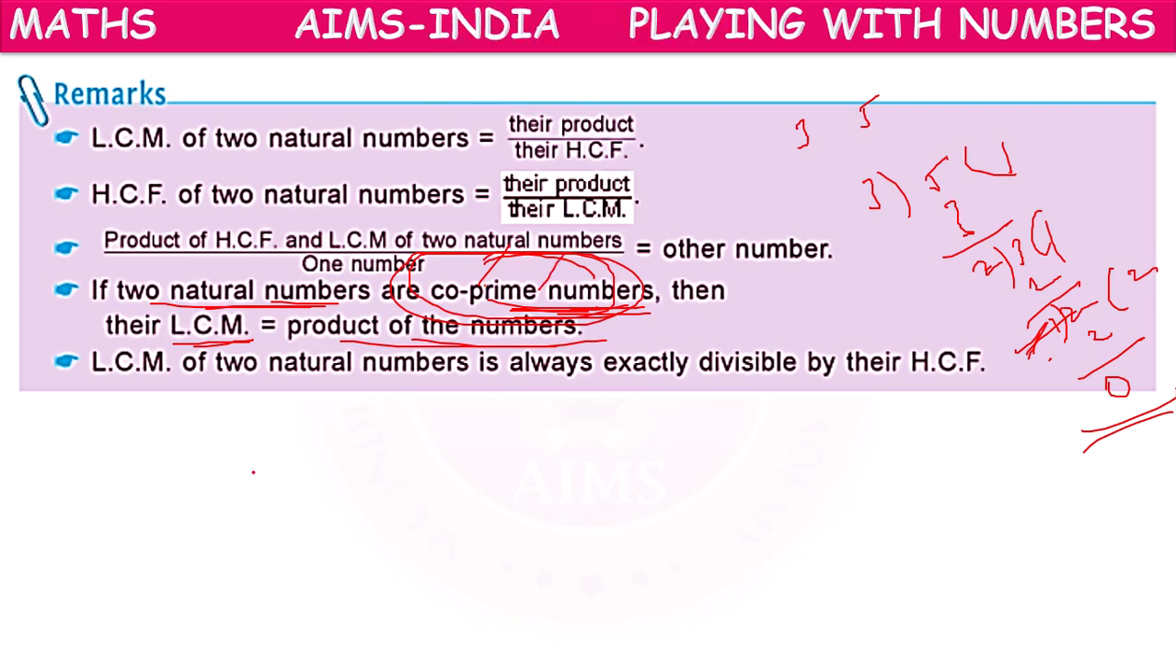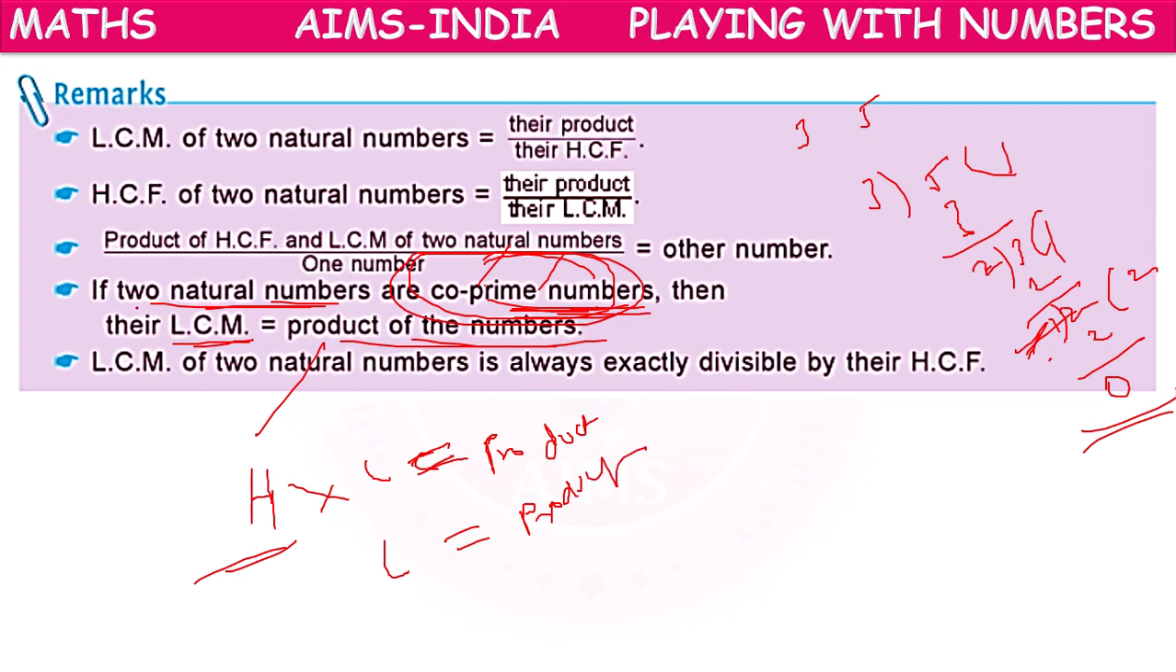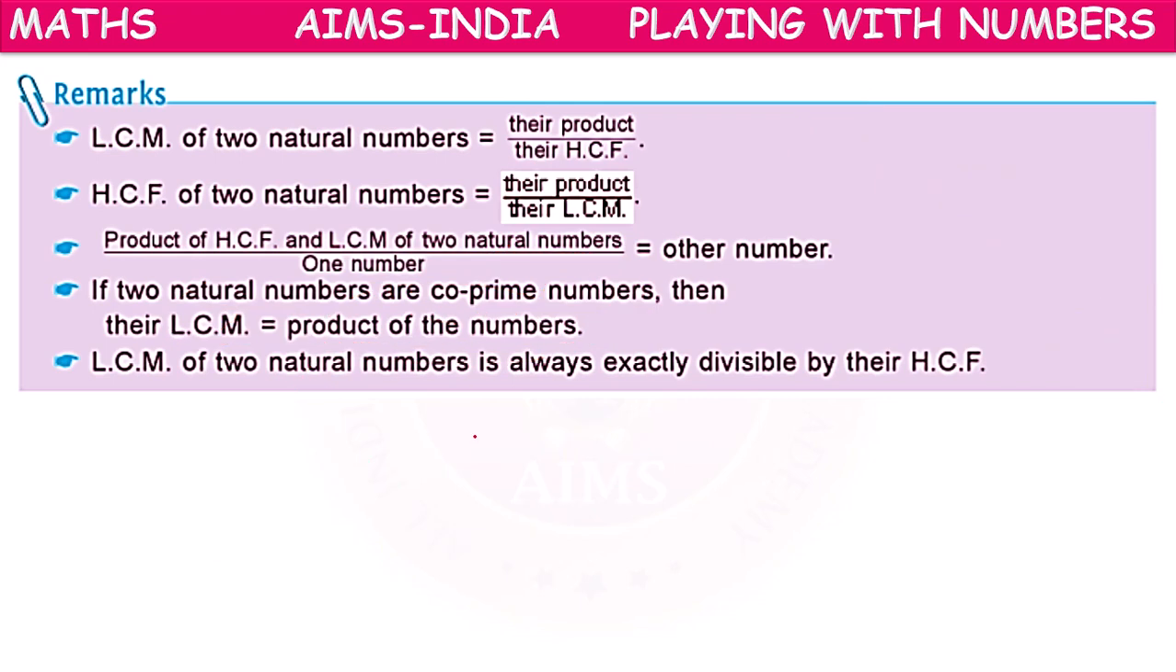So then what is the formula? HCF into LCM equal to product. But for co-primes, HCF is always 1, so no need to count the HCF. So LCM equals the product. If they are co-primes, LCM is equal to the product of the numbers. The LCM of any two natural numbers is always divisible by their HCF.